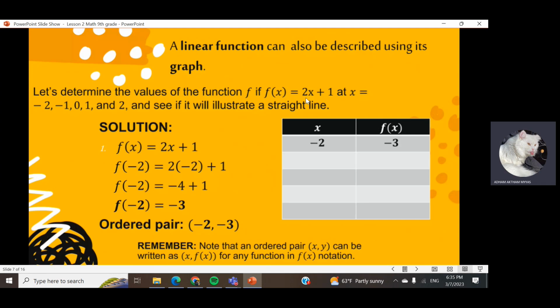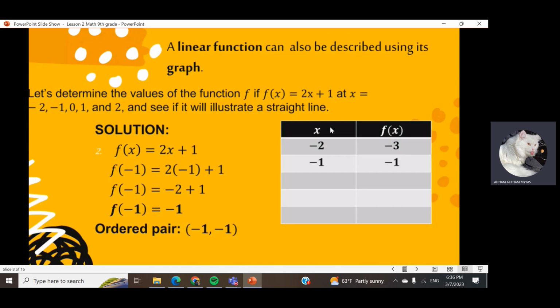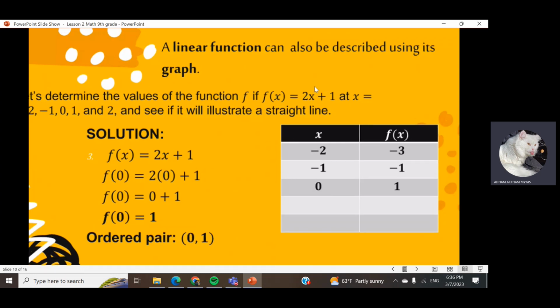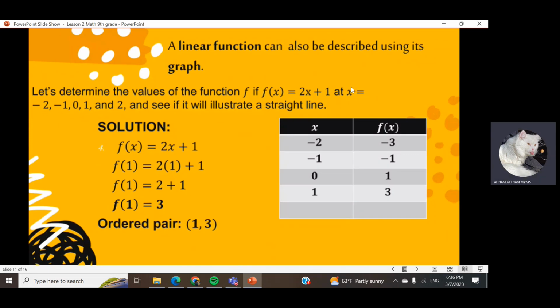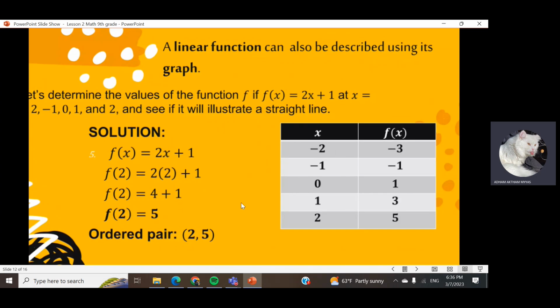Here we can see the table that we have, y and x, or f of x and y. If we put minus 2 instead of x, we get minus 3. If we put minus 1, we get minus 1. How do I get it like this? 2 multiplied by minus 1, minus 2 plus 1, so it's minus 1. And so on. If I put 0, it's directly 1, because I'm removing the x variable and its coefficient. Instead of x put 1, I get 3. Instead of x put 2, I get 5, and so on. These are the ordered pairs.